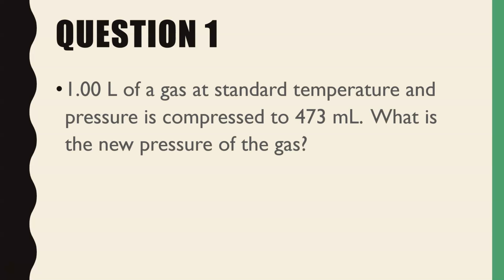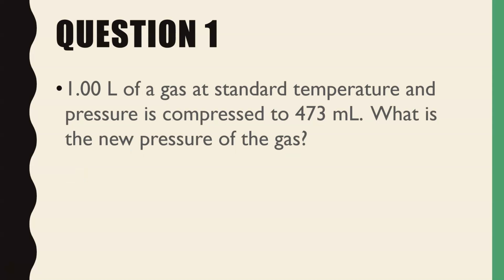Question number 1 asks you, if 1 liter of gas at standard temperature and pressure is compressed to 473 milliliters, what is the new pressure of the gas? So pause this video and come back once you've answered the question. All right, you should have gotten the correct answer of 2.11 atmospheres. Did you get it right? If you didn't, let's see how you should have gotten that answer.